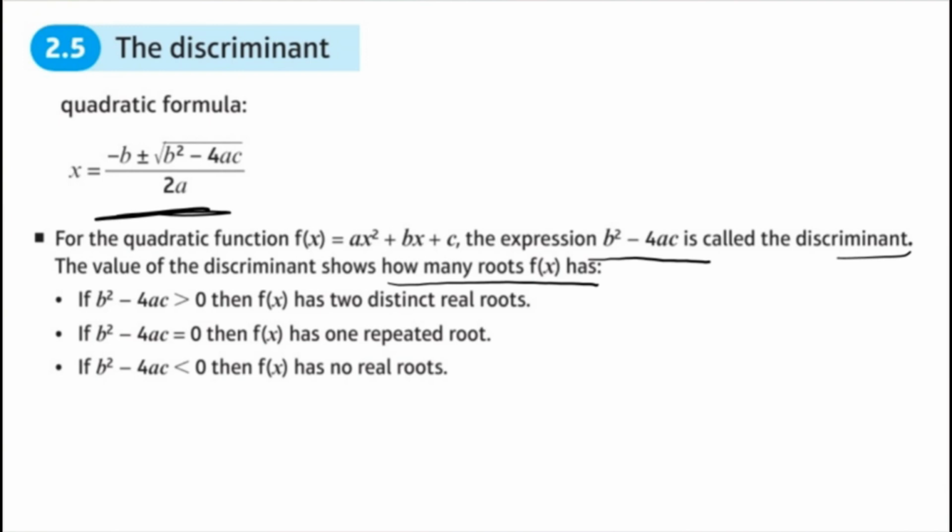has. For example, if our b squared minus 4ac, or our discriminant, is greater than 0, then the function has 2 distinct real roots. If b squared minus 4ac is equal to 0, then it has 1 repeated root, or you can say the same root. And if b squared minus 4ac is less than 0, then the function has no real roots, meaning the function is not intersecting the x-axis.